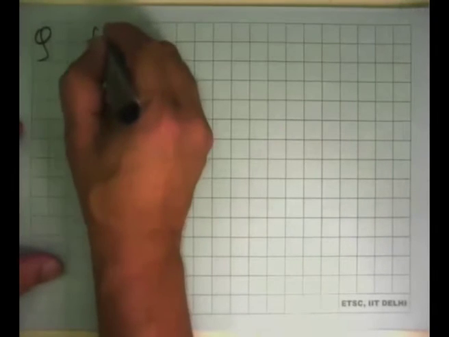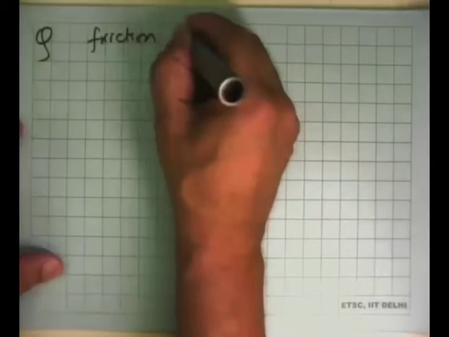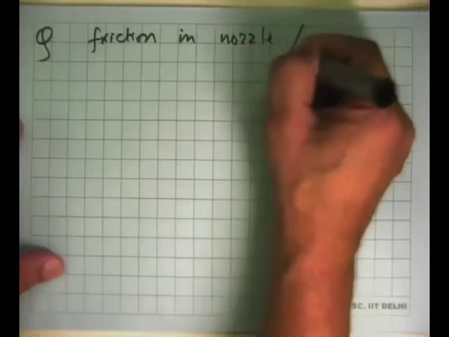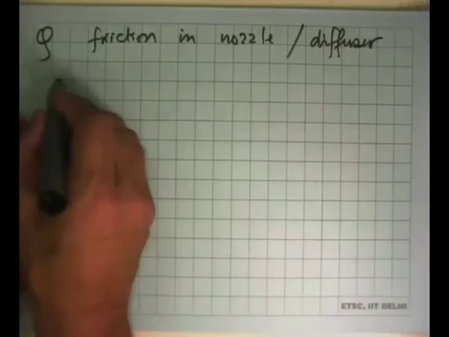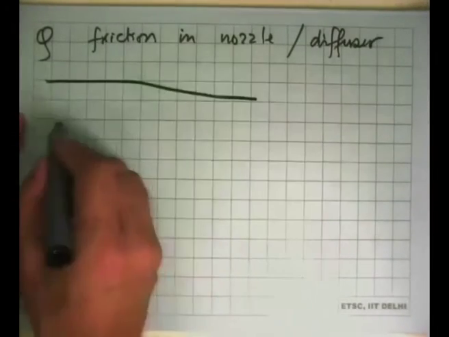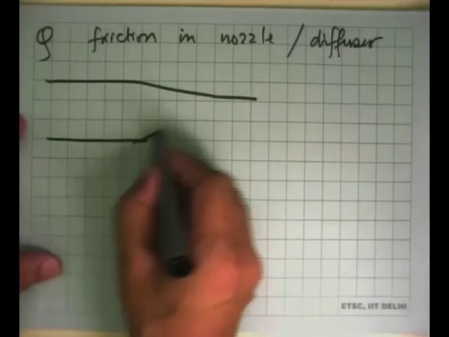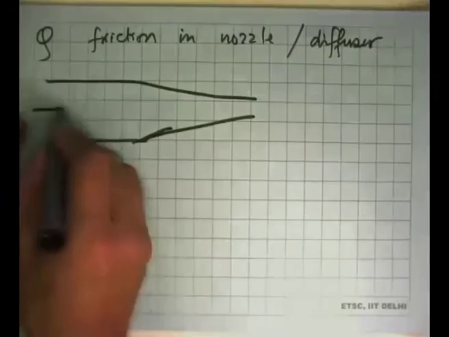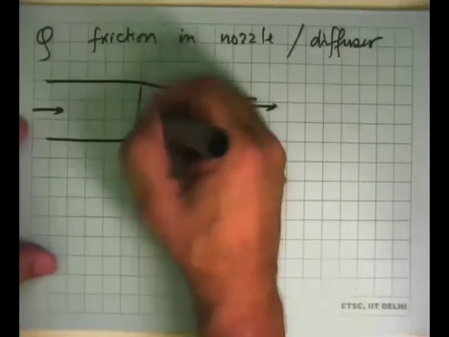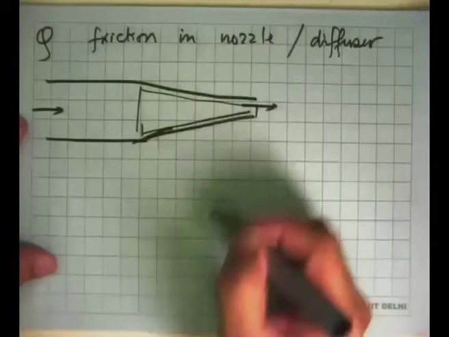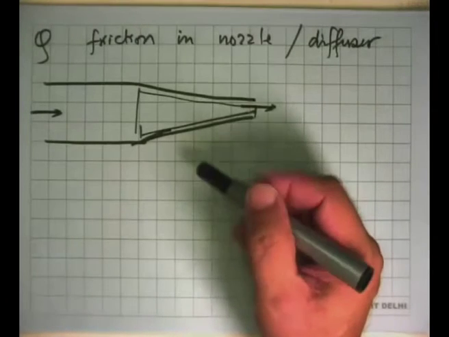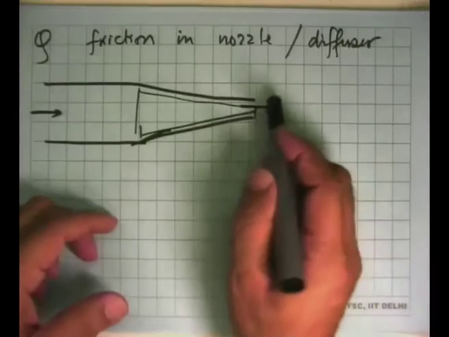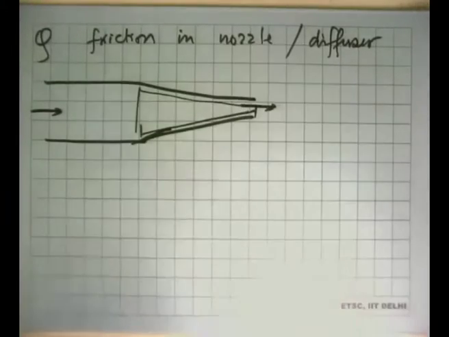Effects of friction in nozzle or diffuser. Okay, so here is what happens. Say we have a nozzle and the fluid is flowing like that. This is our control volume. Now what friction does is dissipate energy, which gets converted into internal energy, raises the temperature of the fluid, and the velocity that we get is less than what we would have got.